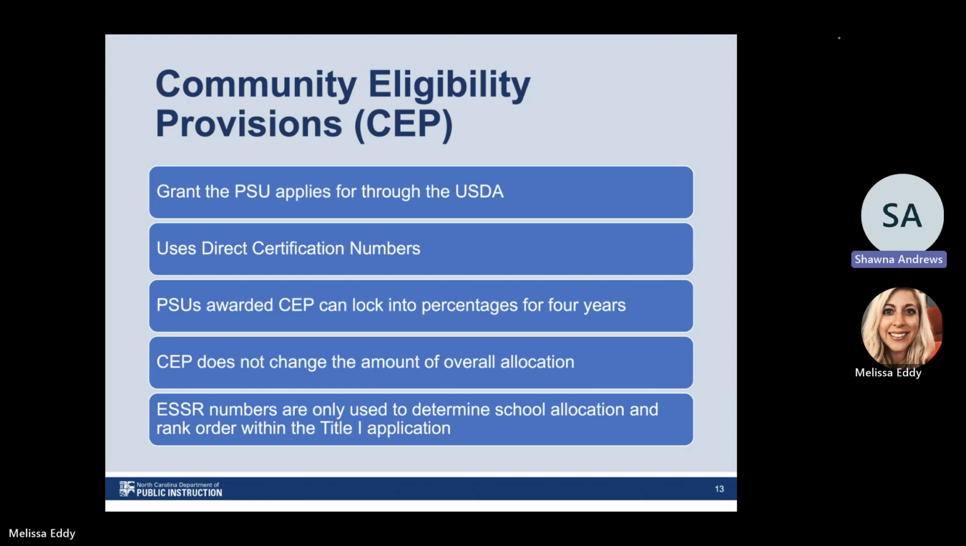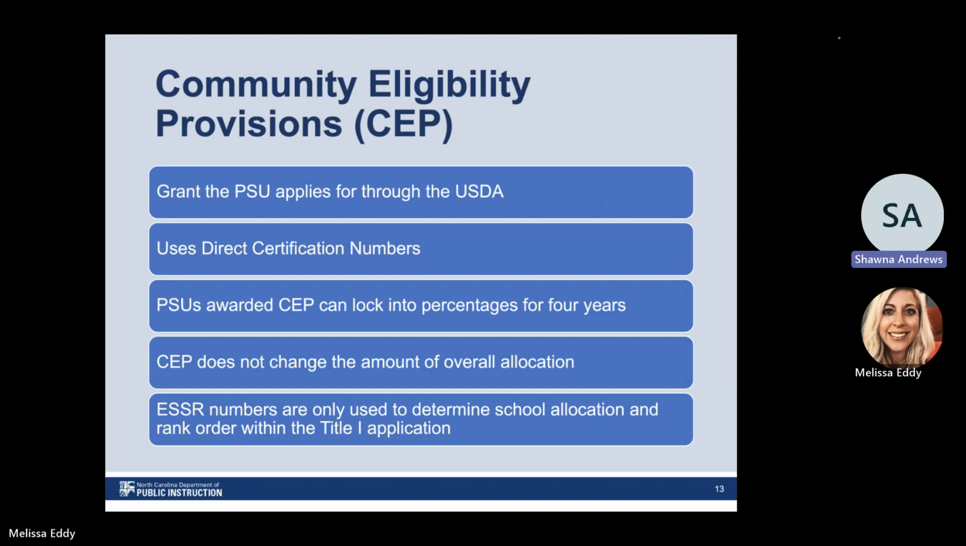CEP, or Community Eligibility Provisions. This is a reminder that this is a grant the PSU applies for through the Department of USDA. So this is not something that everybody is granted. You have to apply for a grant and receive that grant through the USDA.